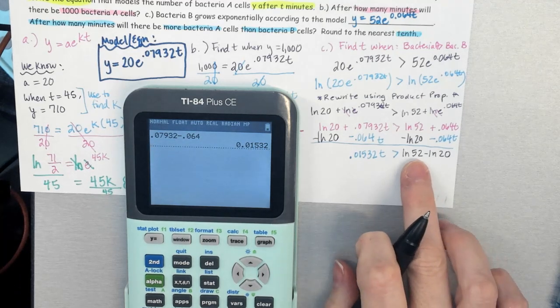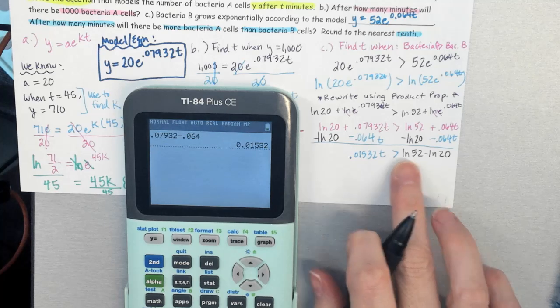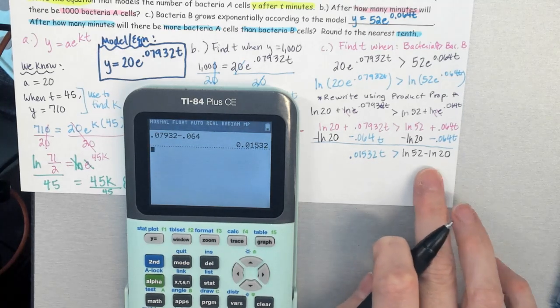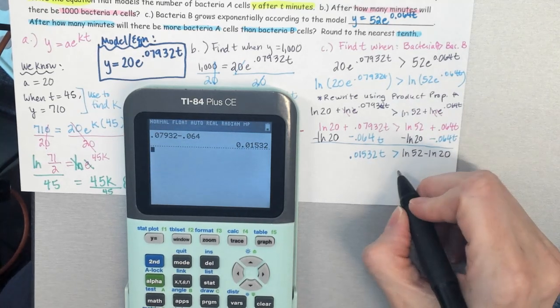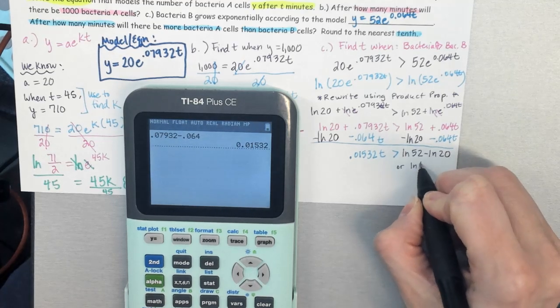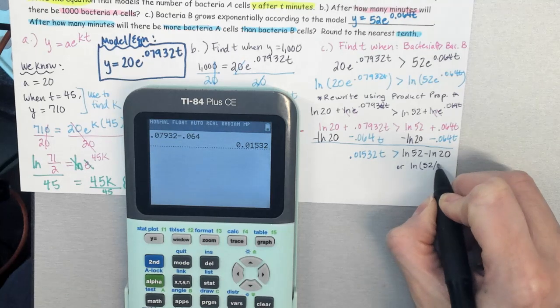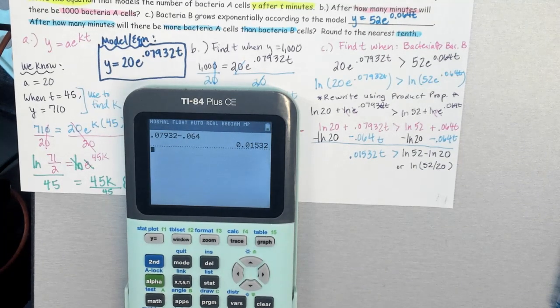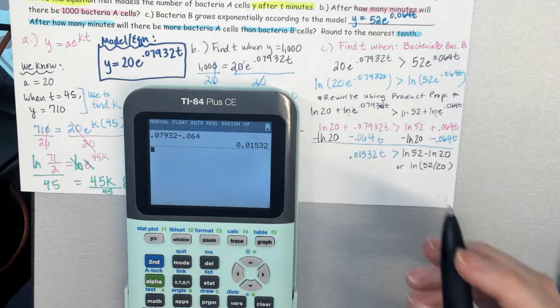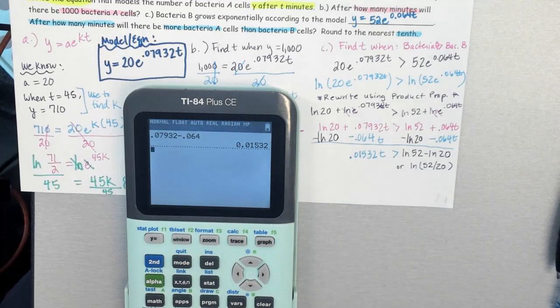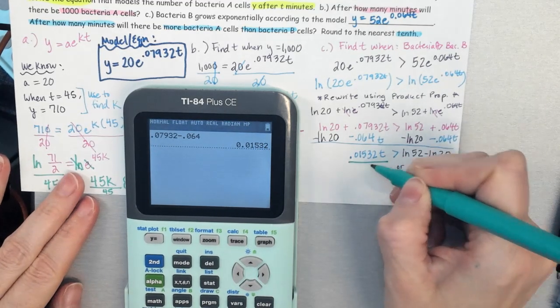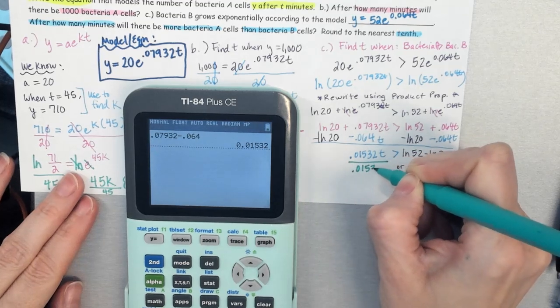And you can leave it like this. If you do, before you divide, you do want to make sure you have those in parentheses, or some of you might realize that that's the quotient rule, because if you have minus, you can write it as the natural log of 52 divided by 20. You can write that as either way. And then your last step is going to be to divide by 0.01532.